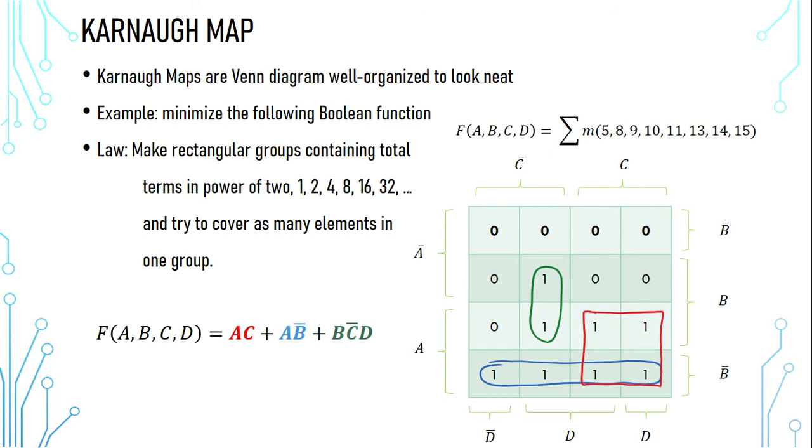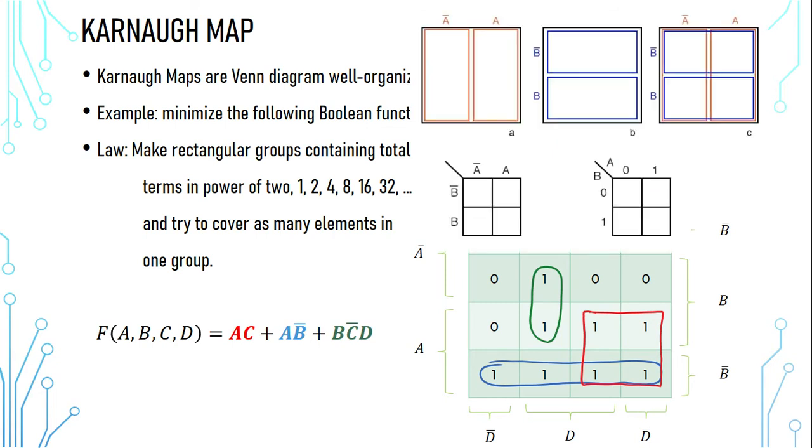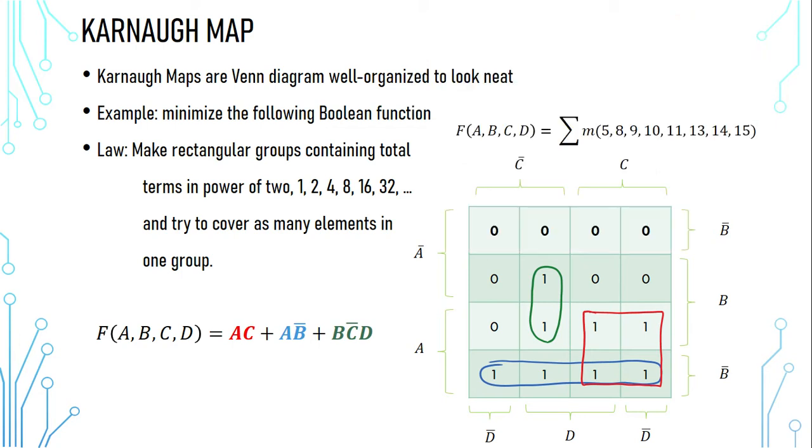Karnaugh maps are Venn diagrams. In fact, they are well organized to look neat. A two-variable Karnaugh map is built by dividing the area by two variables into 4 regions, as shown in the figure. And the three-variable map, which can be found here, is built in the same way.